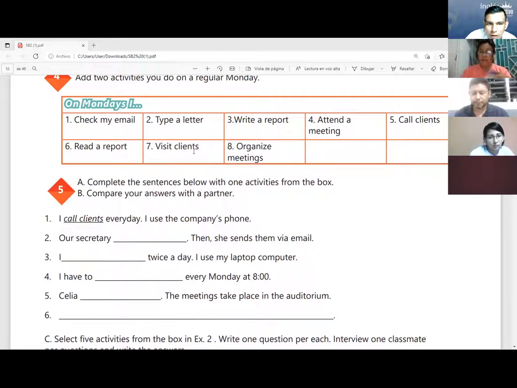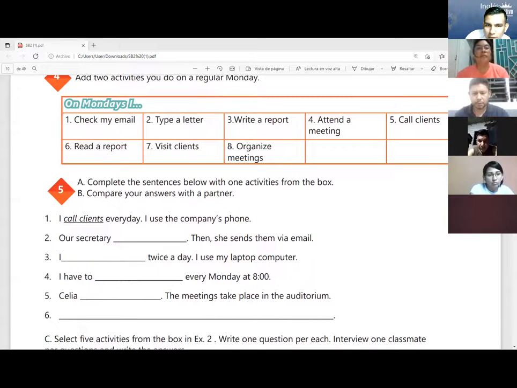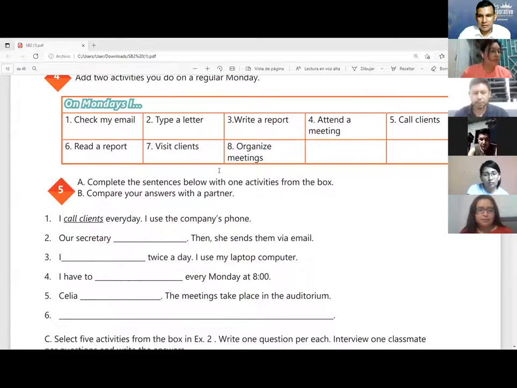¿Alguna pregunta con alguno de estos verbos? ¿Alguno que no conozca el significado? Todo está claro. Okay. Good evening, Miss Elsa. Nice to see you. Hi, teacher.